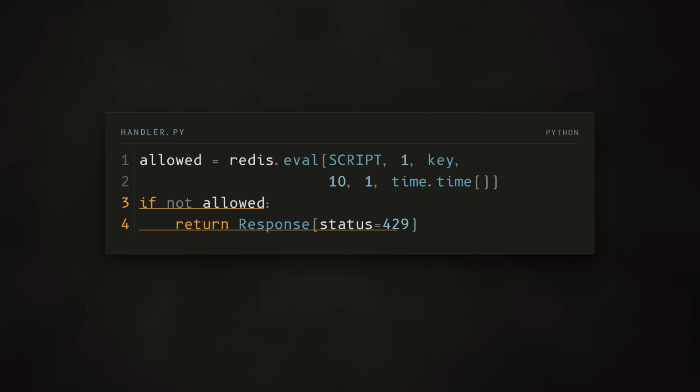The handler evals the script. If it returns 1, the request goes through. If it returns 0, you return 429.